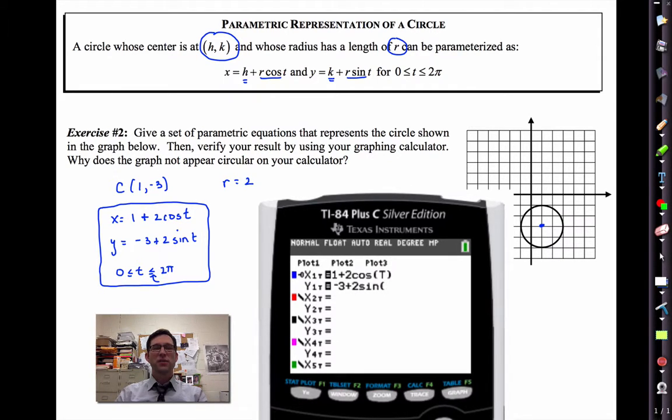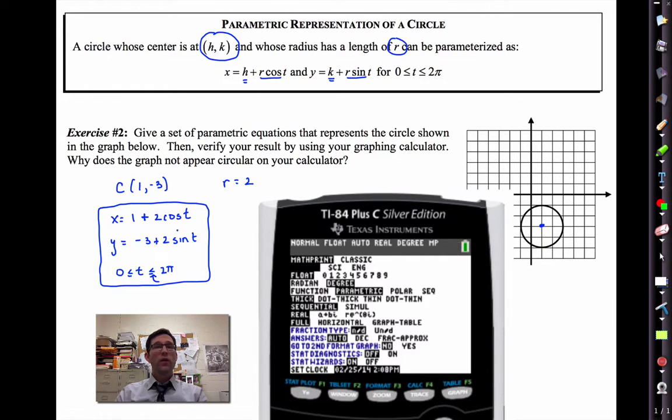Now, one thing that occurs to me right now is, is our calculator in radian mode? We could do this in degrees, but the interval specifically says 0 to 2 pi, so we're going to stick in radians. So let's hit our mode button. Make sure that we're in radians. Check that. If you're not in radians, please put yourself there.